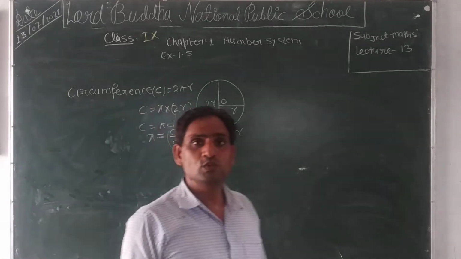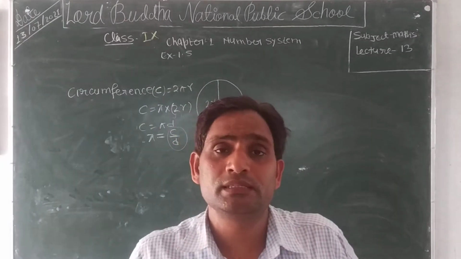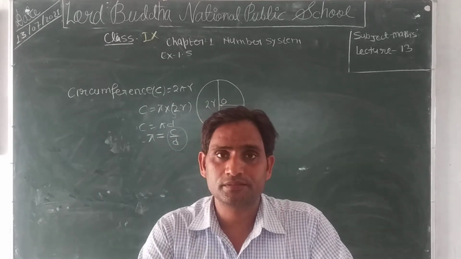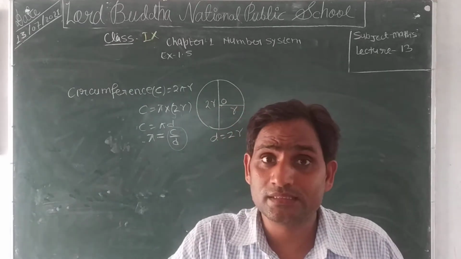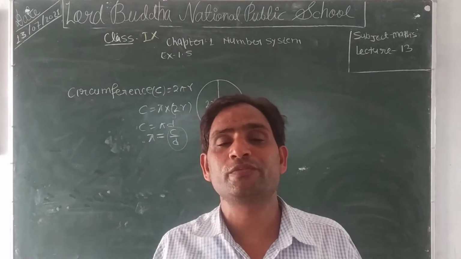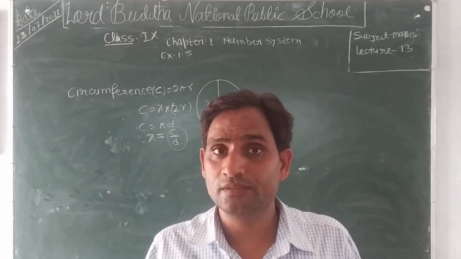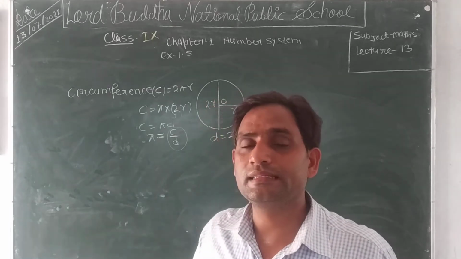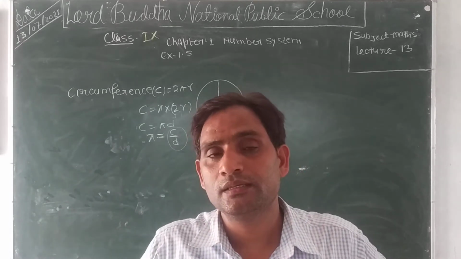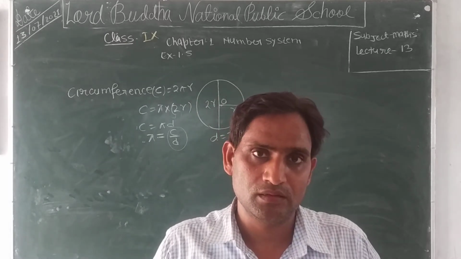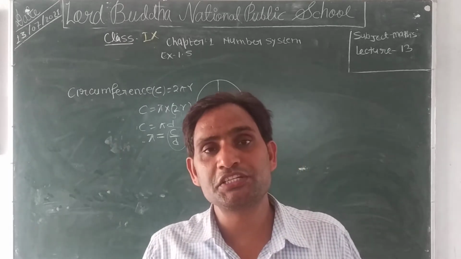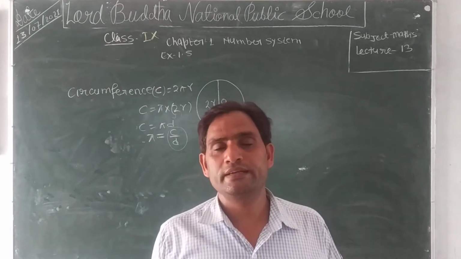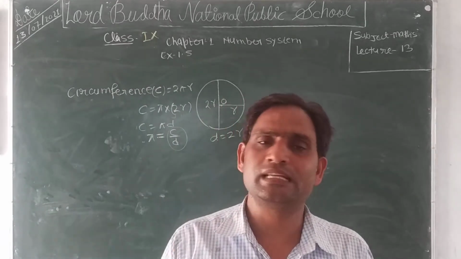Clear? As we know, we measure length with the help of a measuring device, and a measuring device gives us an approximate value. In that condition, either C or D may be irrational, and in this way the ratio C upon D will be irrational, and it proves that pi is irrational, not a rational value.